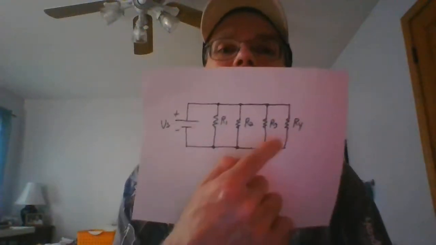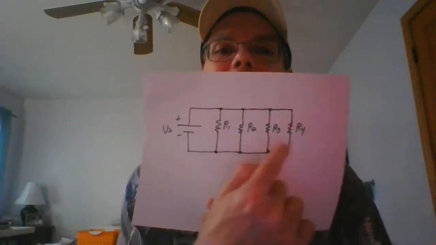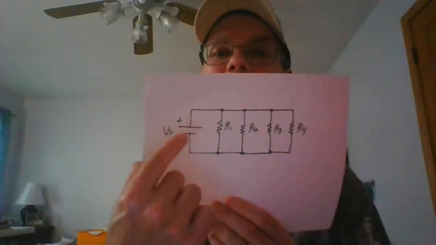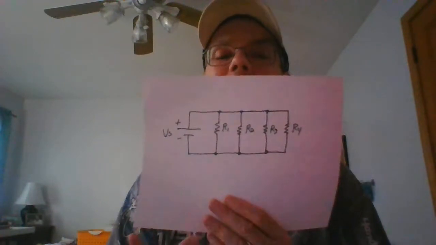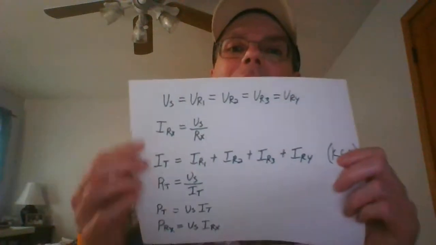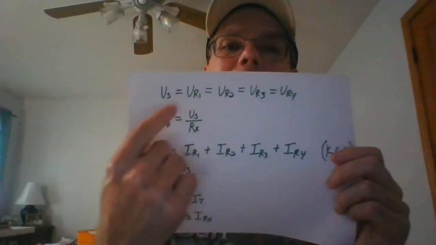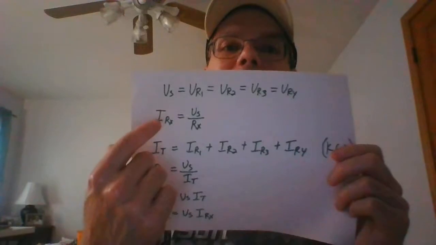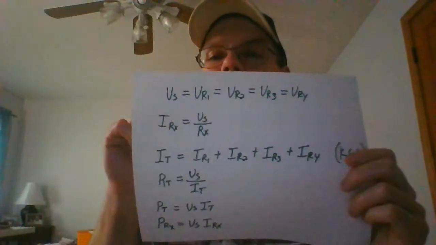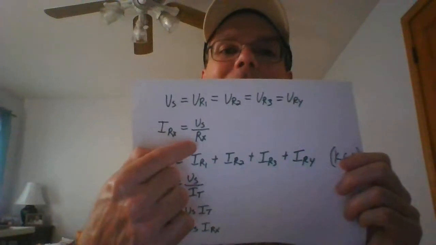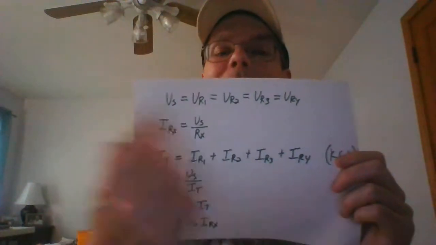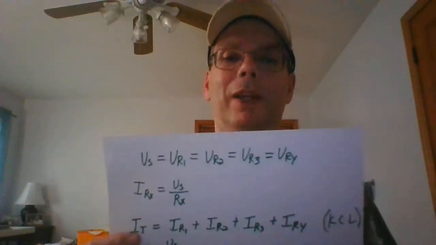So, what I want you to start with is recognizing that each one of these elements has the source voltage across it. Since it has the source voltage across it, we can use Ohm's law to find each one of the individual currents. So, recognize all the voltages are the same, then use Ohm's law. We're going to take the source voltage, divide it by each one of the individual resistors, and lo and behold, we will have the current through that branch.